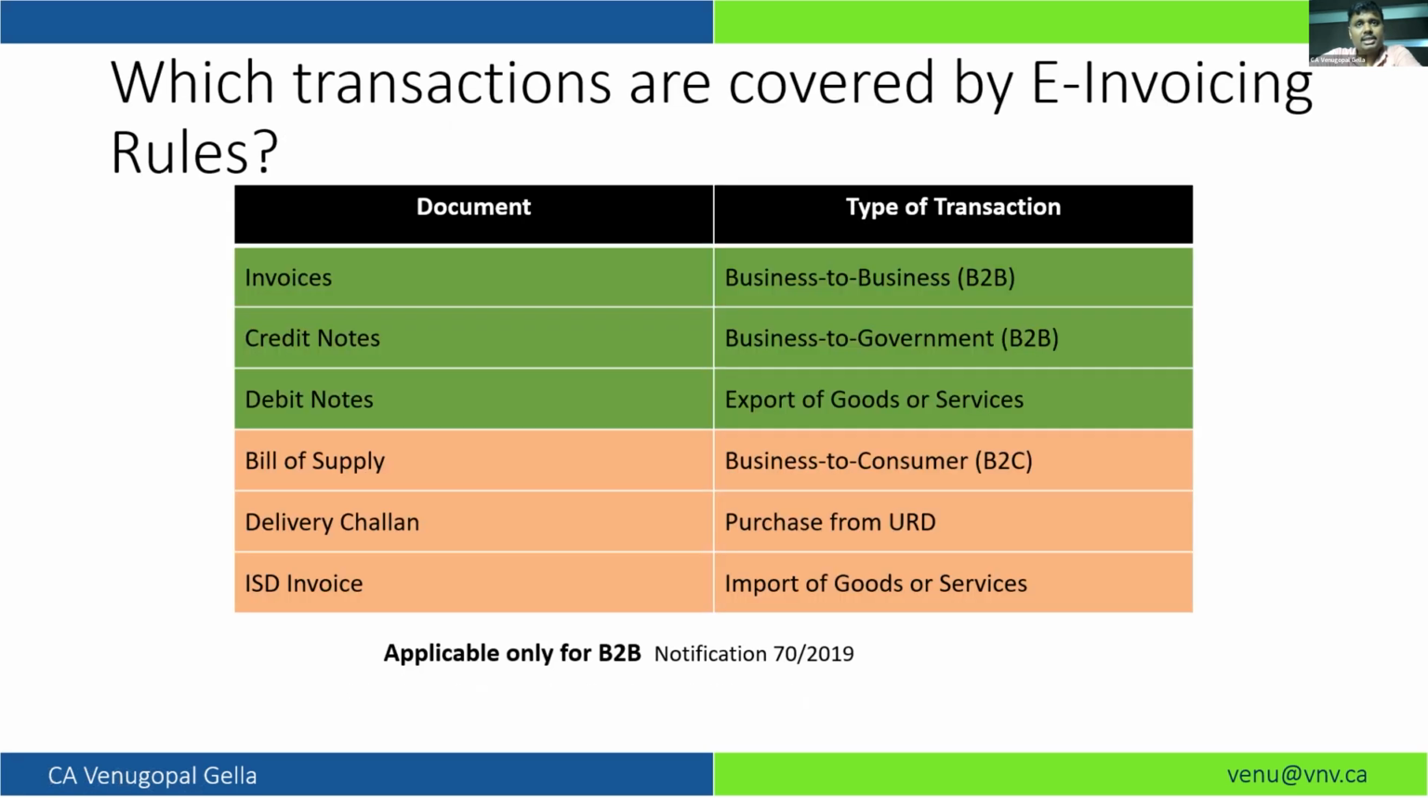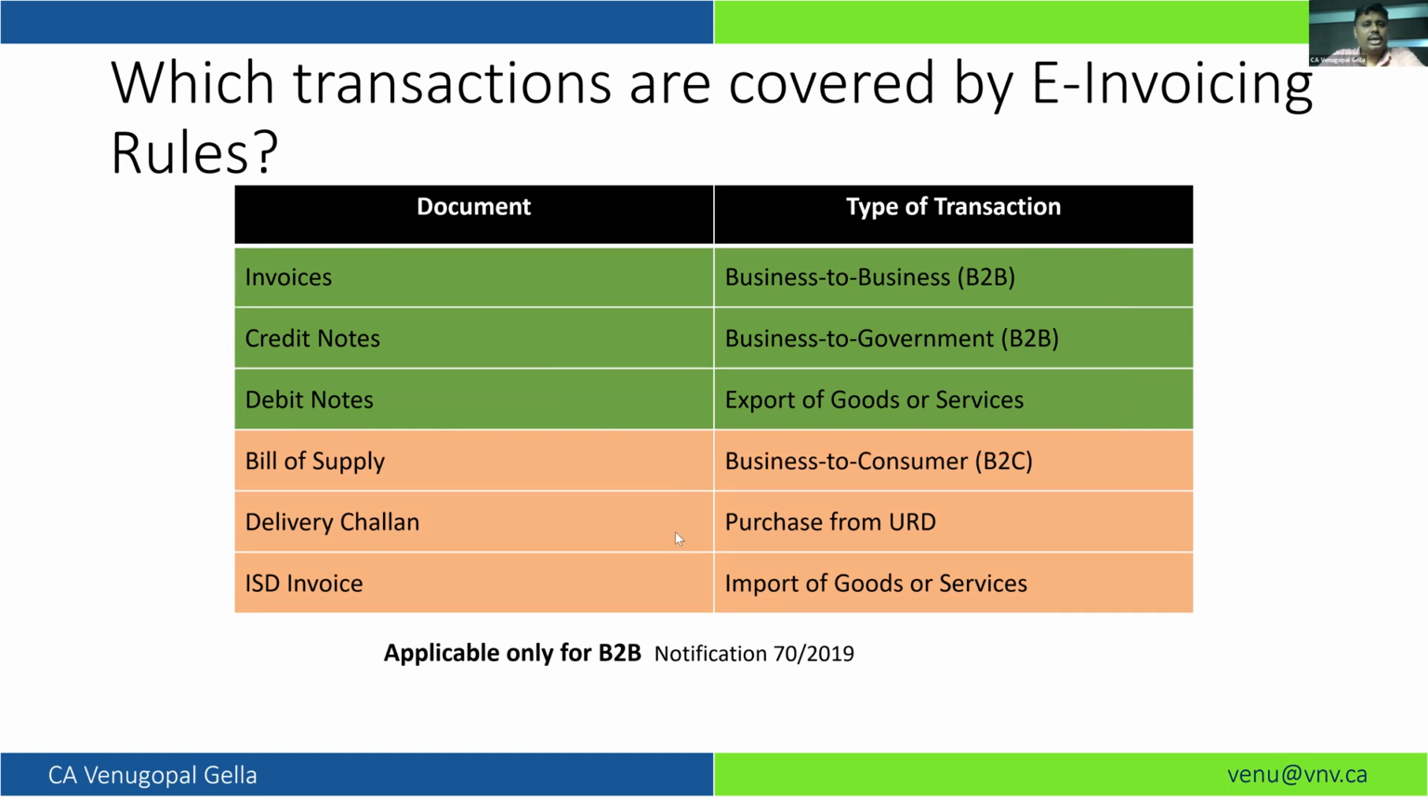And to whom it is supplied also matters. If an invoice is issued to a registered person, then e-invoice is applicable. But if you are issuing an invoice to an unregistered person, then e-invoice is not applicable. Likewise, if you are making an exempt supply to a registered person, then again e-invoice is not applicable. So for e-invoice to be applicable, both conditions should be fulfilled. In simple terms, in GSTR-1, wherever you are doing line-wise reporting, you will be doing e-invoice except B2C. That's a thumb rule for understanding.